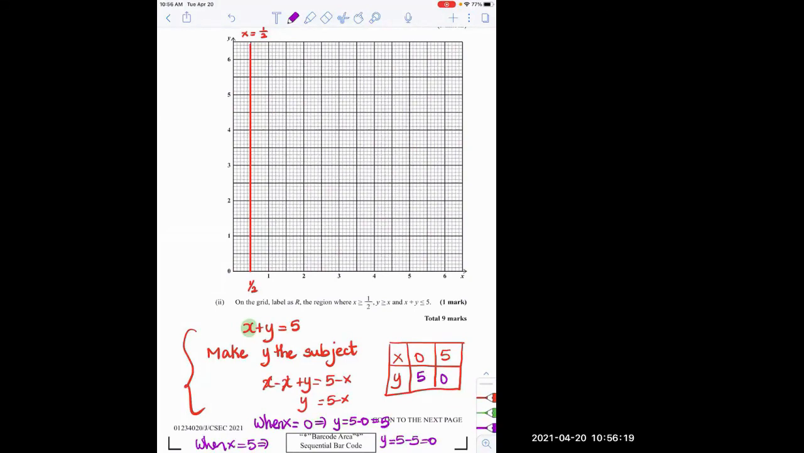Yes. So we have 2 points. The first point, when x is 0, y is 5. So that is this point here. The second point, when x is 5, y is 0. So we draw in a straight line through those points.